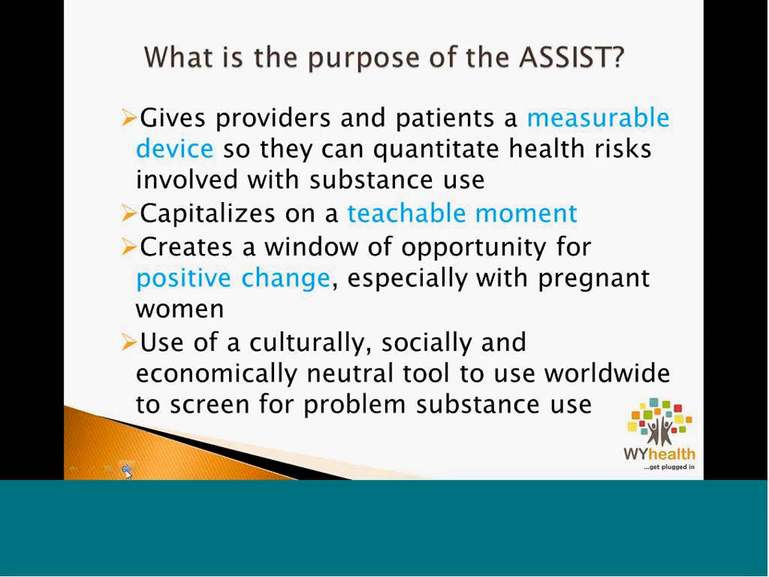This will help providers to capitalize on a teachable moment. It also creates a window of opportunity for positive change, especially with pregnant women. Pregnant women have a literal internal motivator that also helps them to make lifestyle changes during this time in their life. This screening tool is culturally, socially, and economically neutral, and it has been used worldwide for well over a decade to screen for problem substance use.